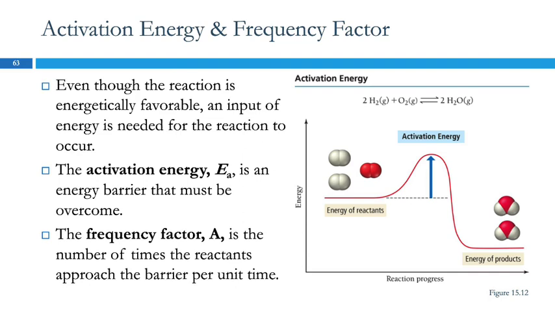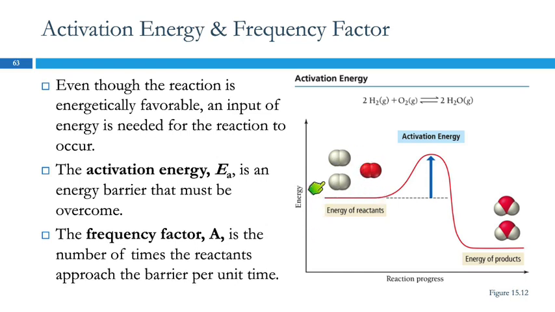So let's talk about that activation energy and that frequency factor. So here we have an energy diagram showing the energy of the reactants and the energy of the products. Is this reaction exothermic or endothermic? It's exothermic because the energy of the reactants is higher. The products are lower in energy. Where did that energy go? It left the reaction. It went into the surroundings.